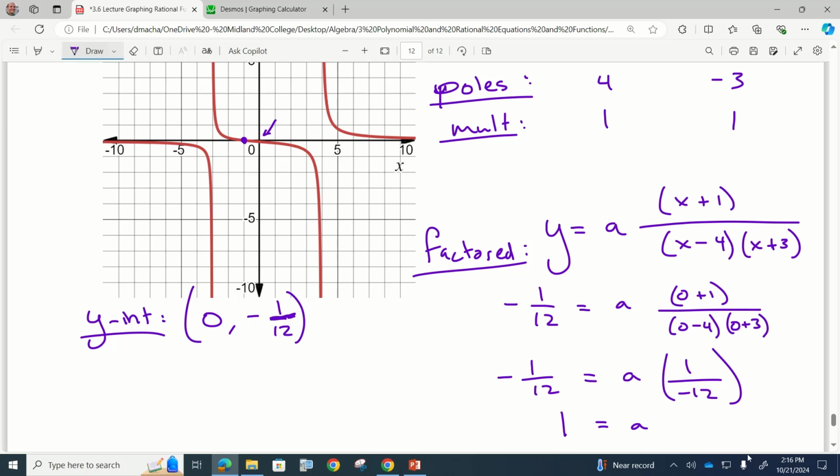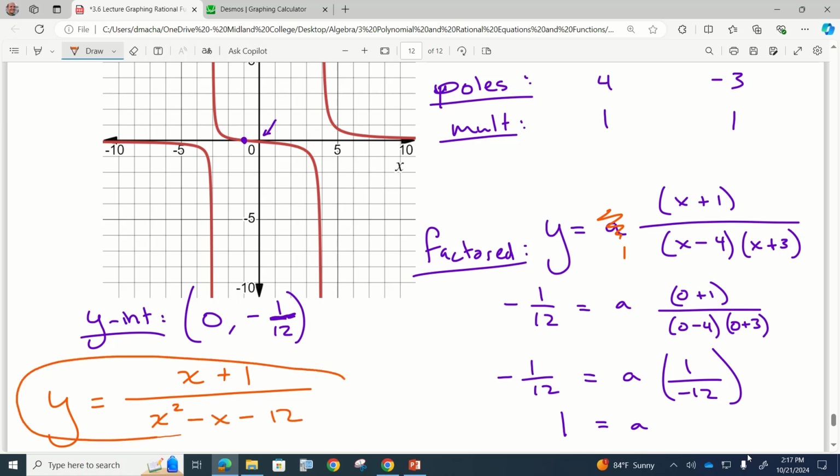And again, this is not always the case. It was just coincidence that it happened in my examples. But if a is 1, I don't have to worry about it. Writing this out in expanded form, well, my numerator can stay x plus 1, and then my denominator gets to be x squared minus x minus 12 when I expand.